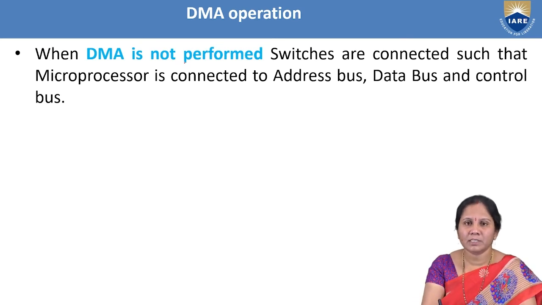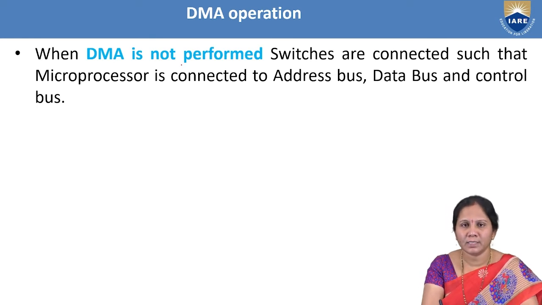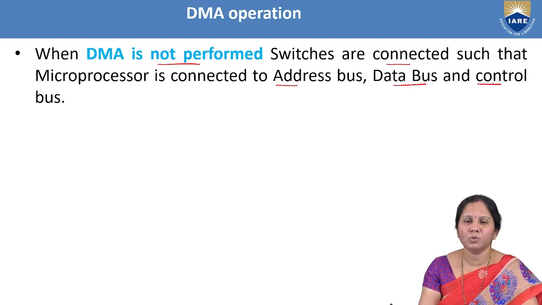And we have just discussed how the DMA operation is performed in two cases. When DMA is not performed, that means when the DMA controller hardware unit is not used, all the switches will be connected such that the microprocessor is connected to the address bus, data bus and control bus. That means all the switches will be connected to the up position, to the microprocessor.